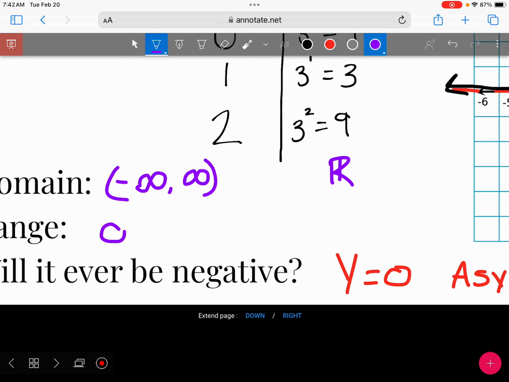So it's going to be from 0. What's my biggest? Infinity. And our range on exponentials is always going to have your asymptote in it. Whether it's above or below the asymptote is another question, but it will always have the asymptote in your range. The k is going to be involved somewhere.